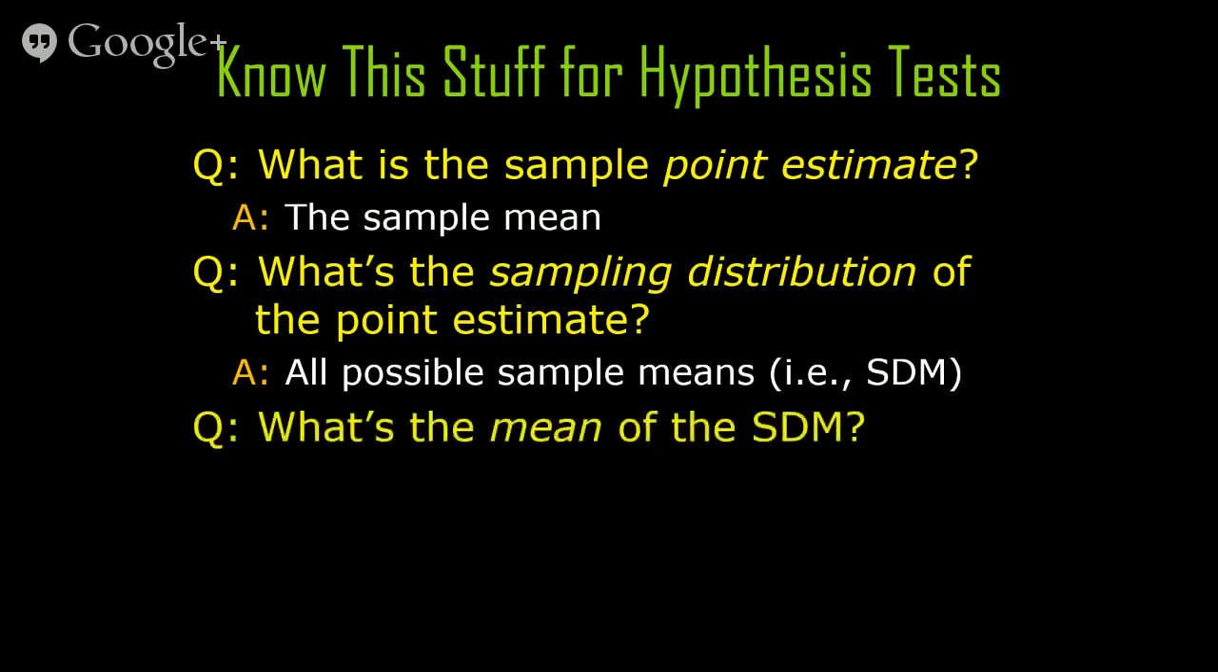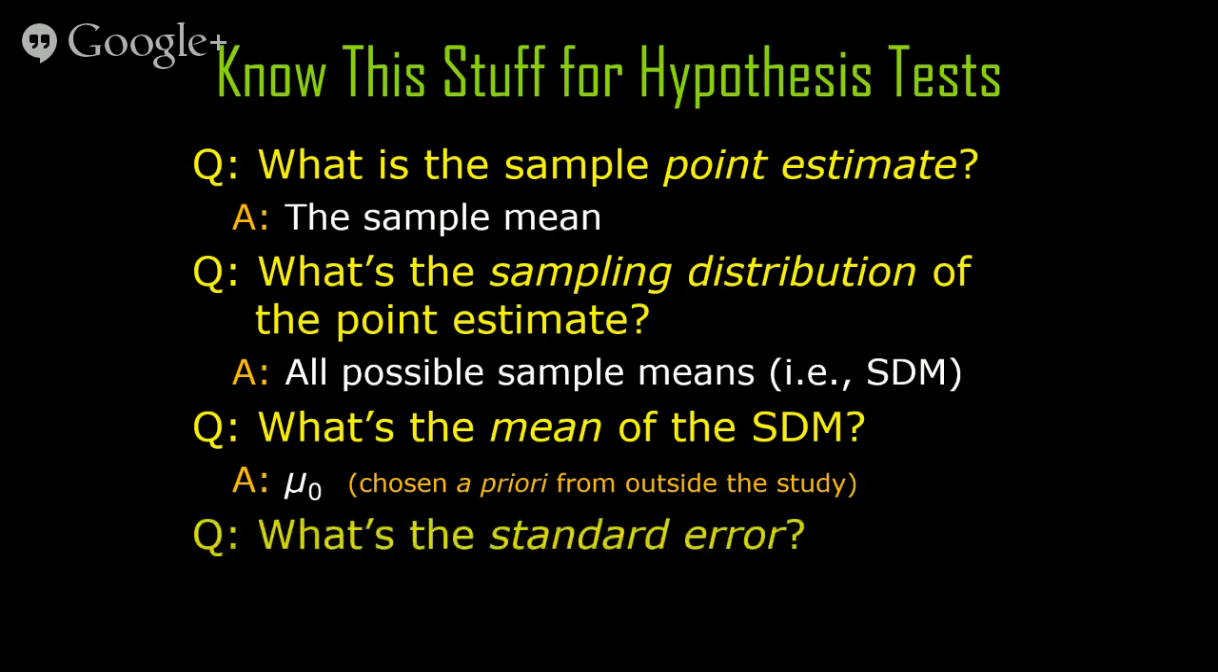What is the mean of that sampling distribution of means? It's going to be the null hypothesis mean, the expected value of the null hypothesis. And as we saw on the previous slide, we choose that from outside the study. The researcher chooses that.